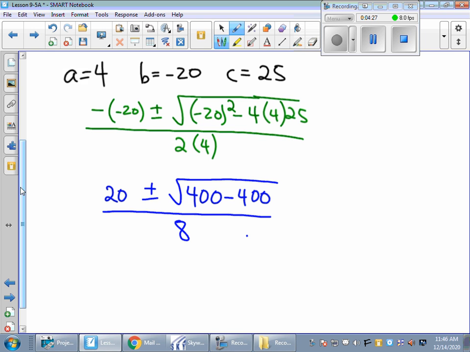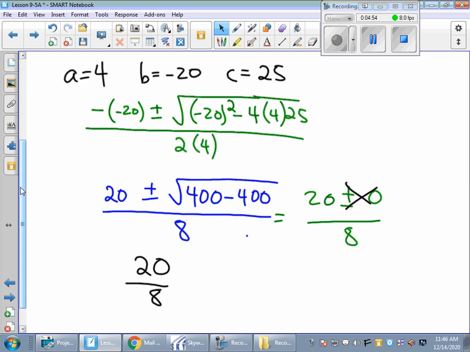So this one, 400 minus 400 is 0. So when you work with that, there's really no plus and minus. So right here you have 20 plus and minus 0 over 8. So really this basically just cancels itself out. So really this is just 0, so it's gone. So really you're left with one solution, 20 divided by 8.